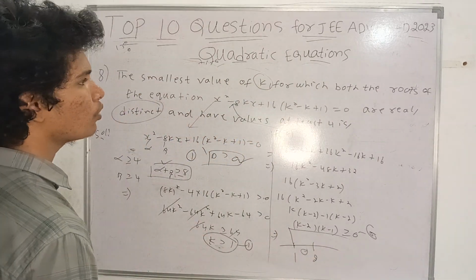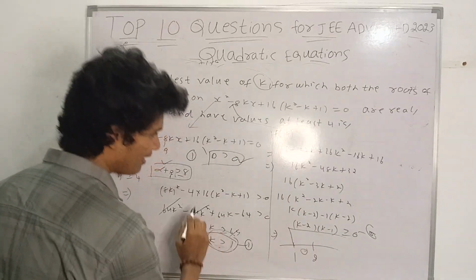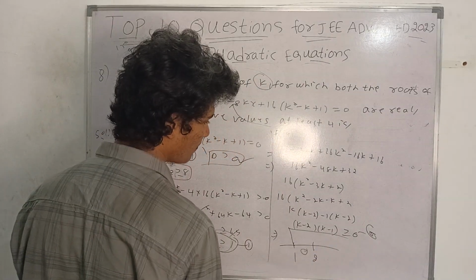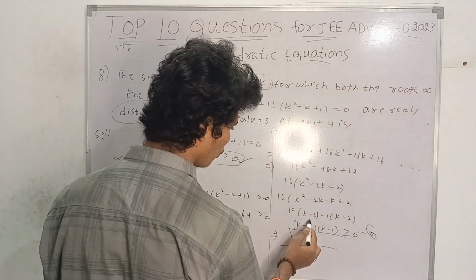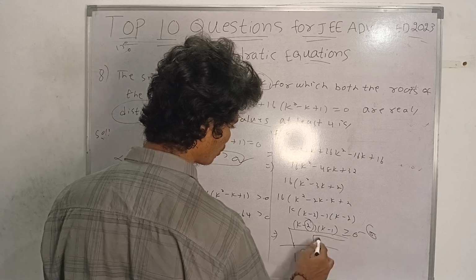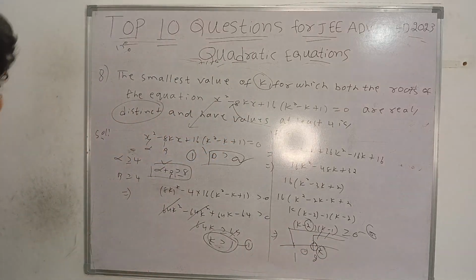So what we have to do? We have to find the least value of k. Here it is greater than 1 and here it is greater than or equal to 1. So what is the value here? The value should be 2. When we apply, the value should be 2 here. What is the least value of k? The least value of k should be 2.